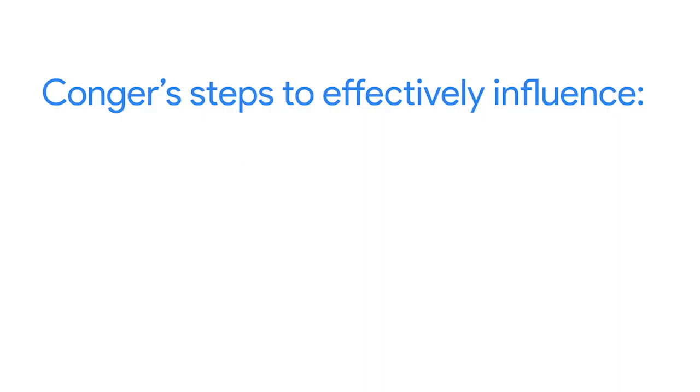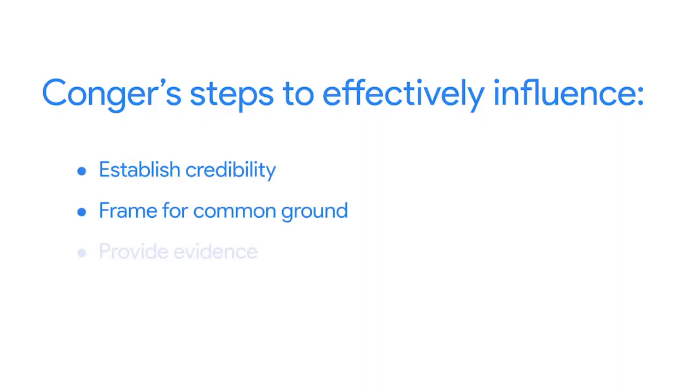We talked earlier about how the ability to influence is such a key element of effective project management. You might remember an earlier video where we covered 4 steps to effective influencing. Dr. J. Conger lists these 4 steps to effectively influence: establish credibility, frame for common ground, provide evidence, and connect emotionally. One way to apply all 4 of these steps is to form a coalition.